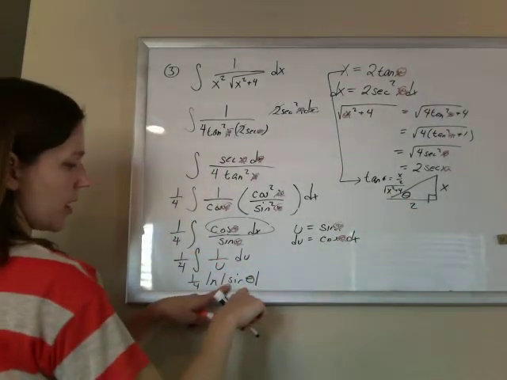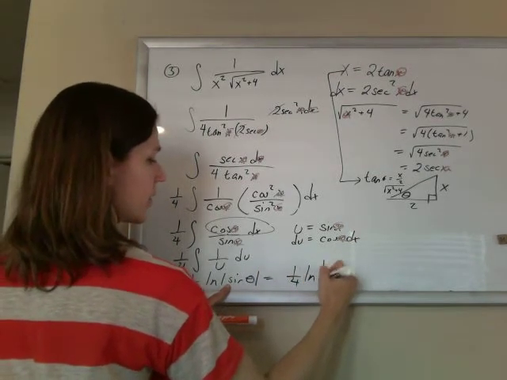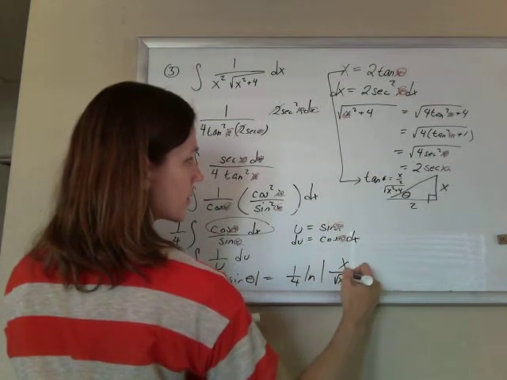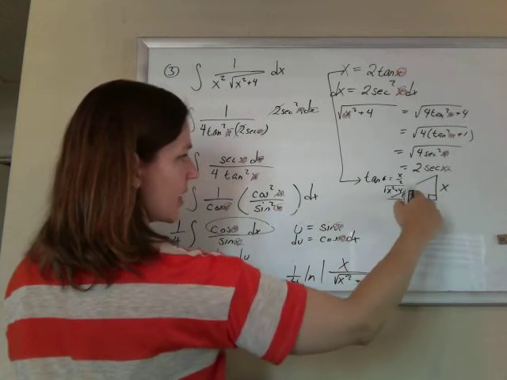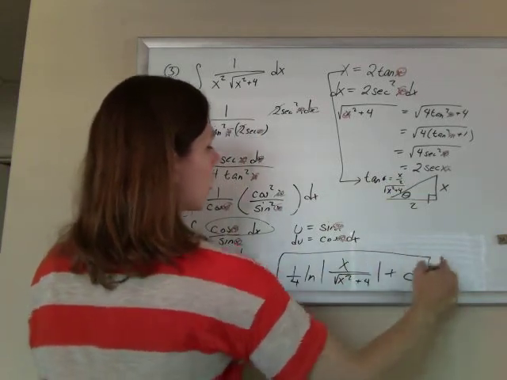I happen to want sine. So this is going to be 1/4 the ln of the absolute value of x over the square root of x squared plus 4, since sine is the opposite over the hypotenuse. Add a c, and that's it.